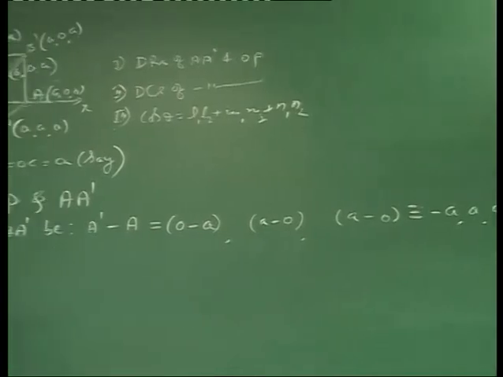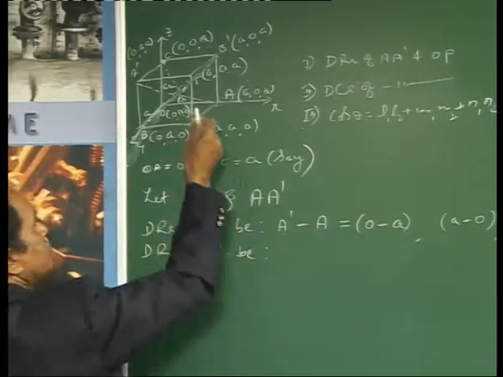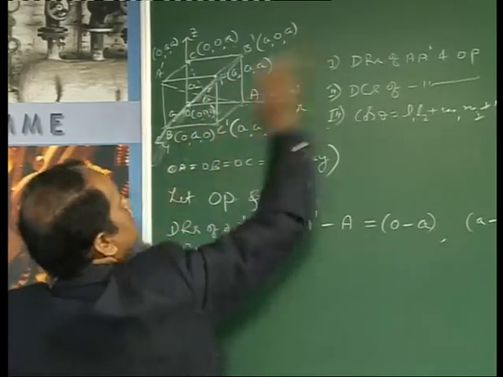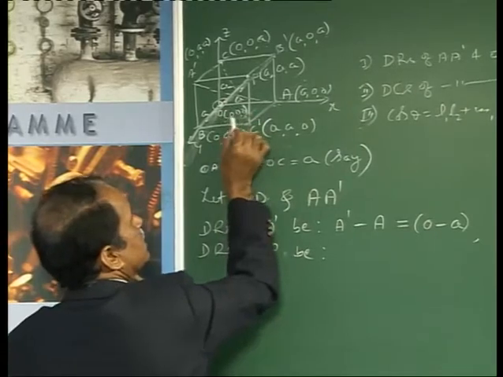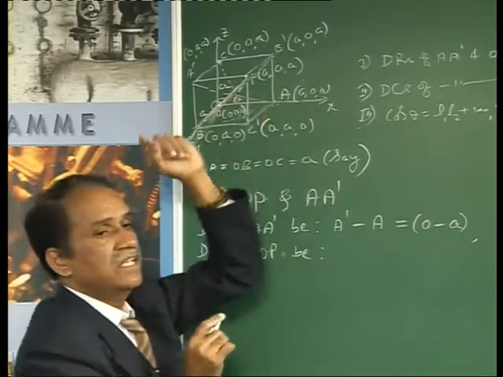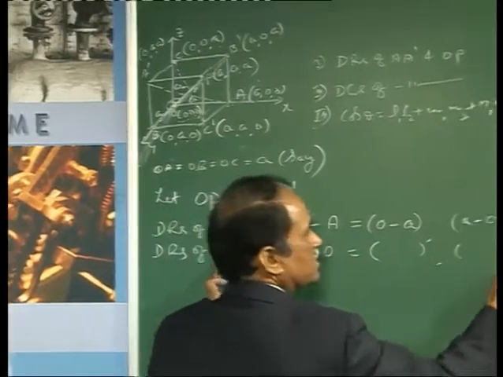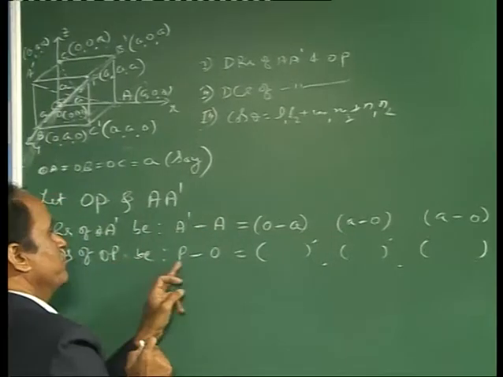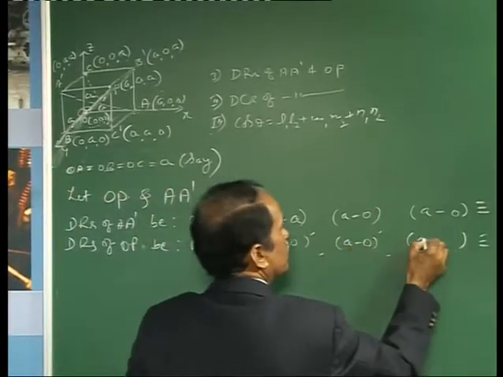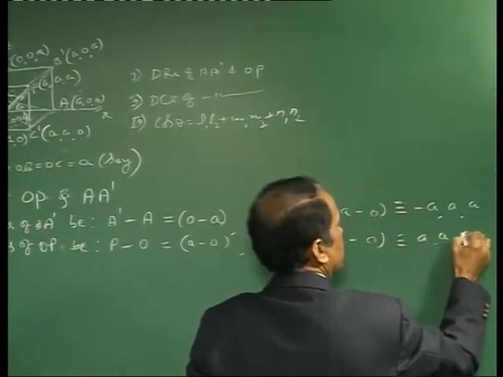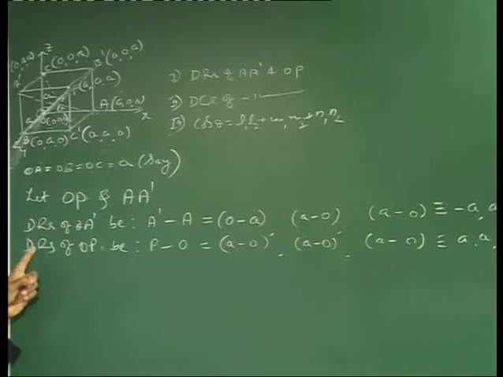That is clear. Now similarly, the DRs of OP. That is also a straight line passing through two given points. What are those two points? One is the origin, with coordinates 0, 0, 0, and another point has the coordinates a, a, a. Apply the same procedure: P minus O. Three values you have to write: a minus 0, a minus 0, and a minus 0, finally a, a and a. Those two sets of values are nothing but direction ratios.